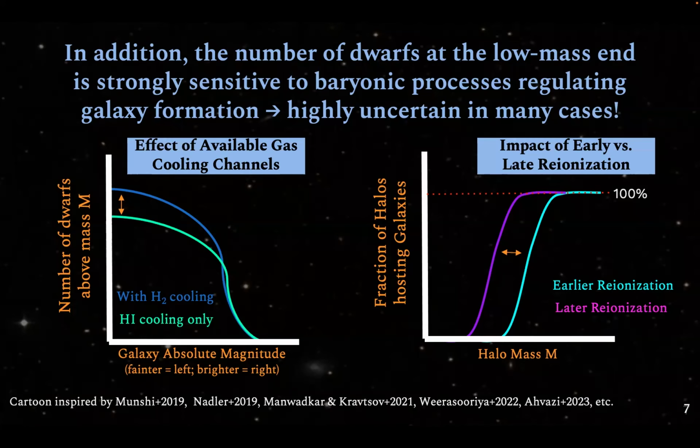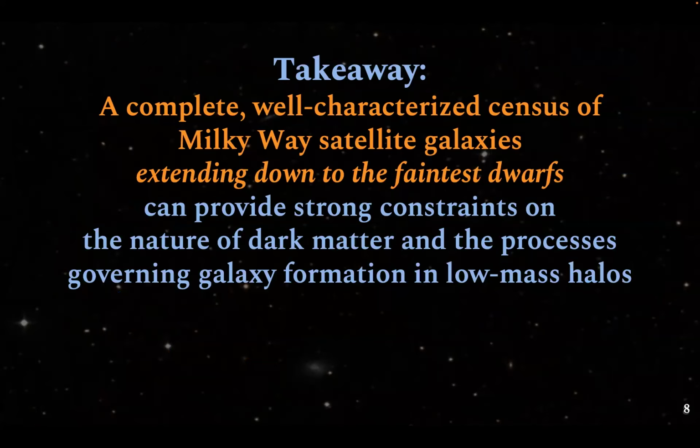A different view of the similar phenomenon is on the right-hand panel, where I'm showing the fraction of halos hosting a galaxy, what we call the occupation fraction, as a function of halo mass M. At the very highest masses on the right-hand side of this plot, you expect essentially all the halos to host galaxies. But as you go to lower masses, it depends a lot on when reionization occurred. If you have a very early reionization, at high redshift, you can form far fewer of these galaxies simply because you haven't had time to condense and cool your gas to form stars. These are just toy examples of how these faint galaxies can be used to place really strong constraints on dark matter and galaxy formation physics. All we need to do is find them. All we need to do, in air quotes.